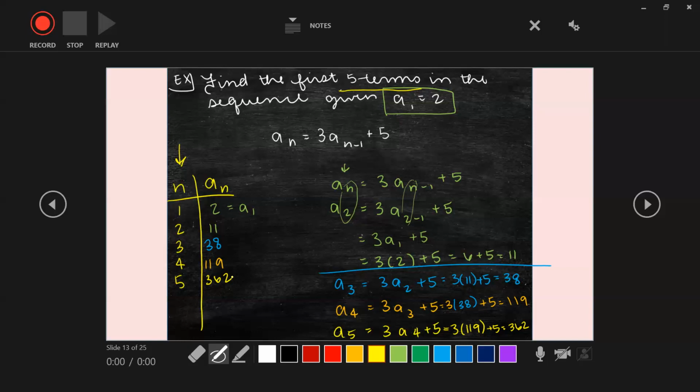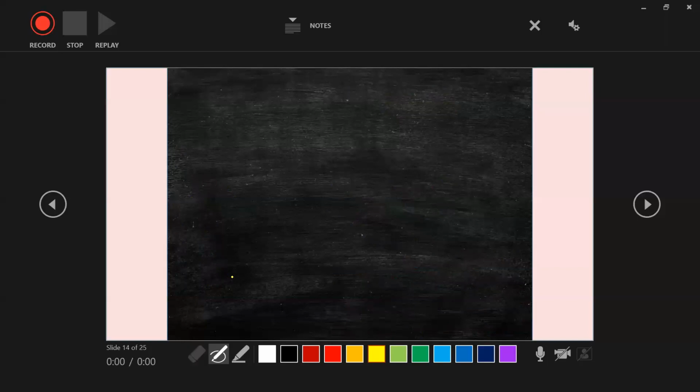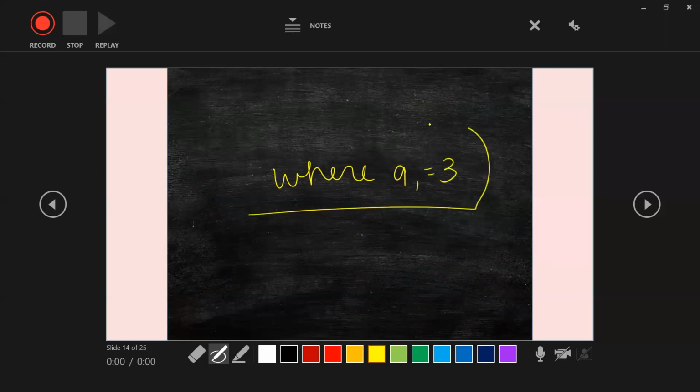One thing to note, on the very bottom of that page, number 5, it needs to say where a sub 1 is equal to 3. Sorry, number 5 on the first page, it's supposed to say where a sub 1 is equal to 3. I always miss something.